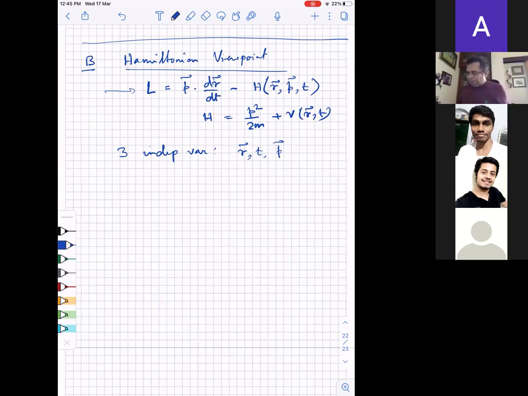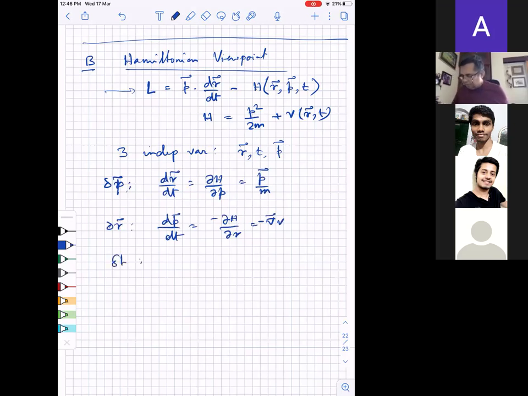So over here, with these 3 variables in the Hamiltonian viewpoint, I can again do the variations. If I do my delta P, this will lead to dr dt, and this will be del H del P, which is equal to P by M. Then I will do delta R. This will be the opposite: my dp dt will be minus del H del R, which is minus grad V. And if I do my delta T, it will be dH dt equal to del H del T.